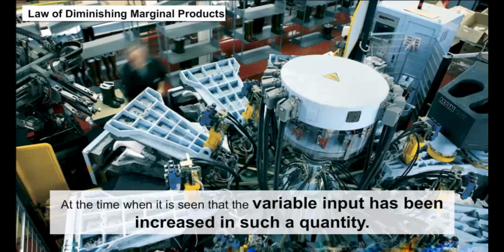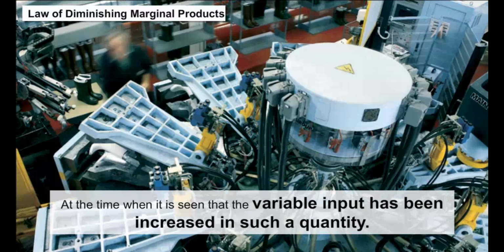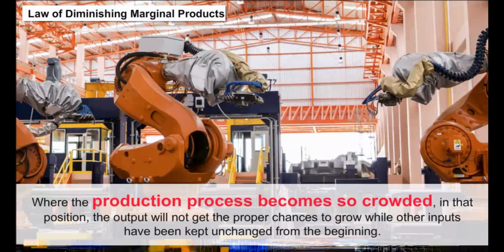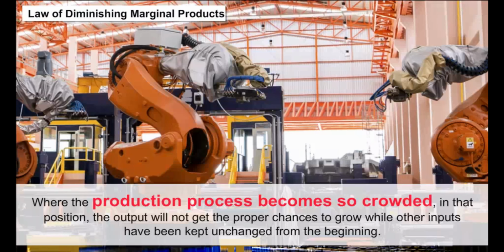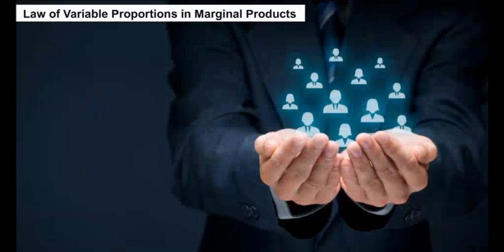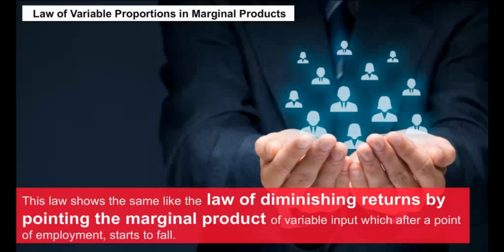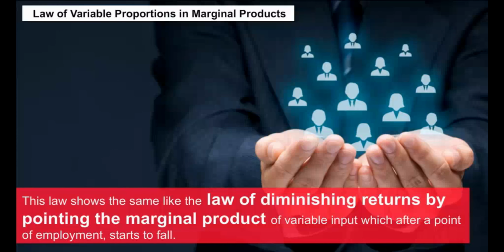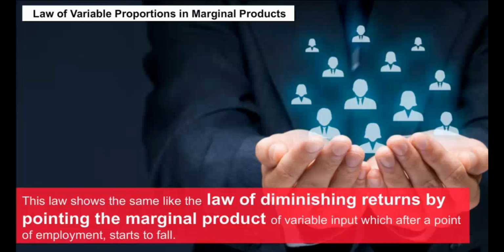At the time when it is seen that the variable input has been increased in such a quantity where the production process becomes so crowded, in that position, the output will not get the proper chances to grow while other inputs have been kept unchanged from the beginning. Law of variable proportions in marginal products. This law shows the same as the law of diminishing returns by pointing to the marginal product of variable input, which after a point of employment starts to fall.